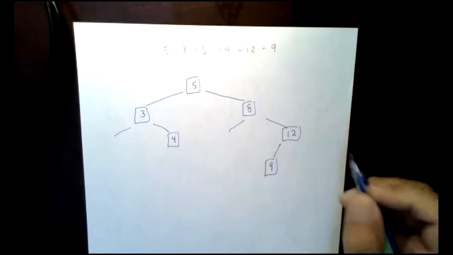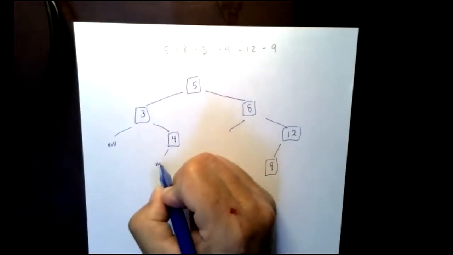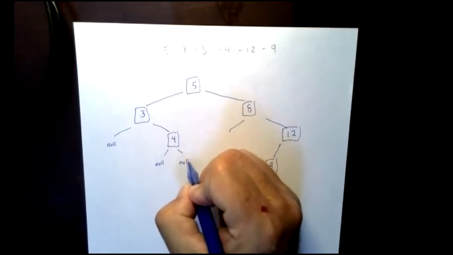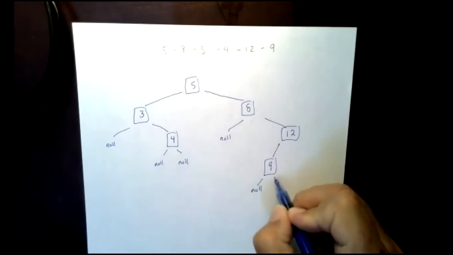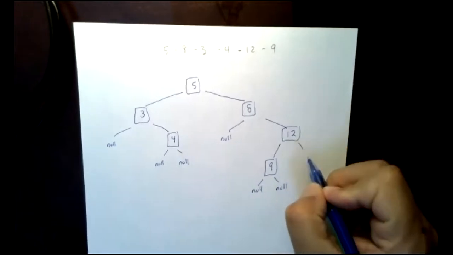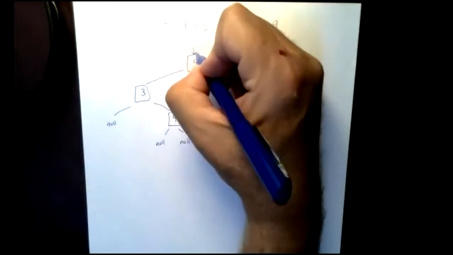Here's a 9. Okay. This guy would be a null. Out of here, I'd have a null. Out of here, I'd have a null. A null. A null. A null. And a null. I'd have a root pointer.